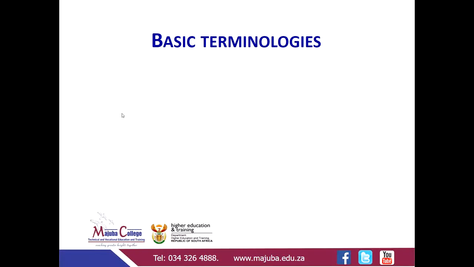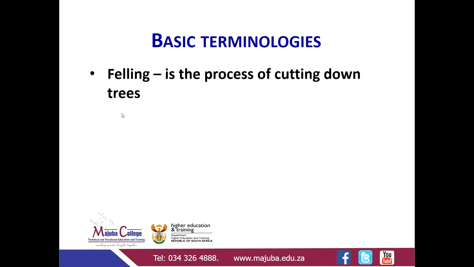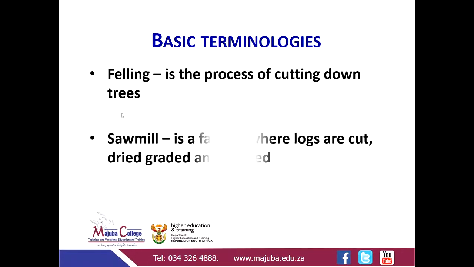There are some basic terminologies that you need to understand for this topic. First terminology will be felling. It is the process of cutting down trees. Another term is a sawmill. It is the factory where logs are cut, dried, graded, and treated. Guys, let me take you through this process from felling to sawmill, up until it reaches the user.